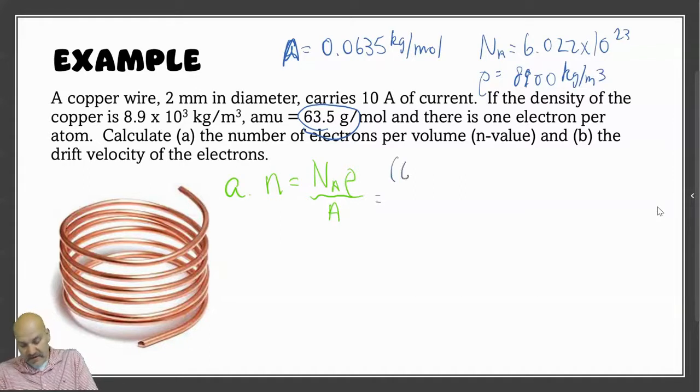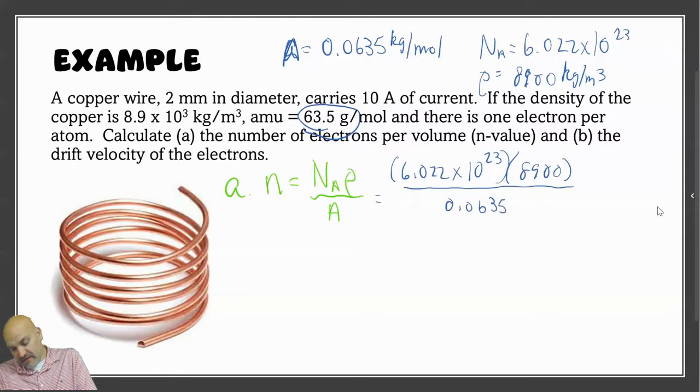So now all we got to do is plug the numbers in. 6.022 times 10 to the 23 times 8,900 divided by 0.0635. So this should be a fairly big number. And we get 8.4 times 10 to the 28th electrons per cubic meter. Okay, so that's our N value.